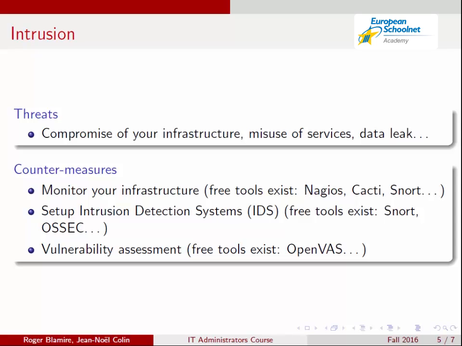You can also run tools like OpenVAS, which is a vulnerability assessment tool that you can run periodically. It's not that hard to set up, and it can give you very useful information about the setup, the state of security of your infrastructure. So it can be very, very useful. All those tools are free. Of course, other paid tools exist, but those tools are free, so there's almost no excuse not to run them.